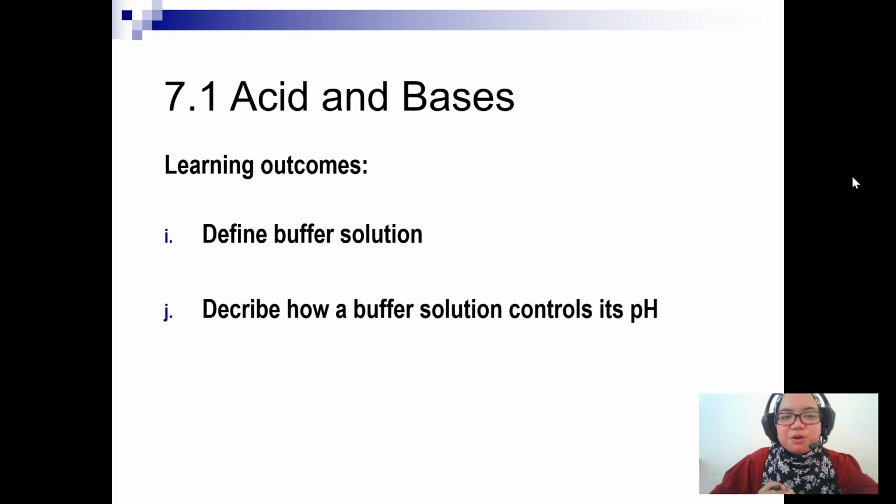So today we are going into a new chapter, which is chapter 7, Ionic Equilibria. But I was told by your tutorial lecturer that you have covered a bit of 7.1. So she asked me to enter the lecture straight into the buffer solution. So here I am. I'm going to cover the buffer solution in 7.1 acids and bases, and then we're going to cover a bit of 7.2 in a different video. Alright, so let's get started.